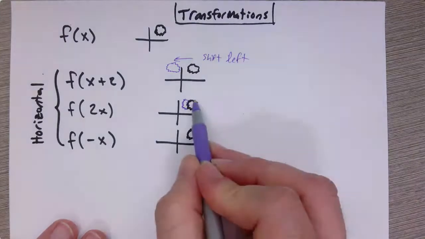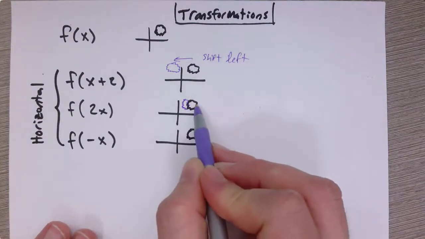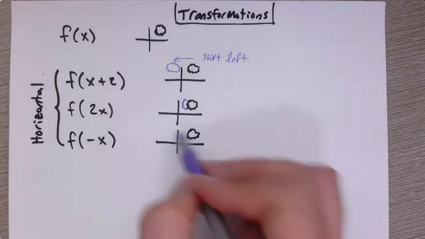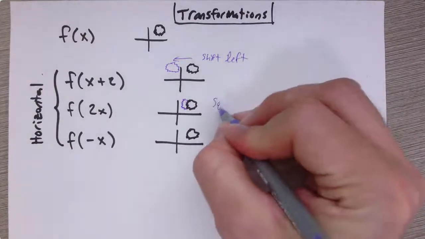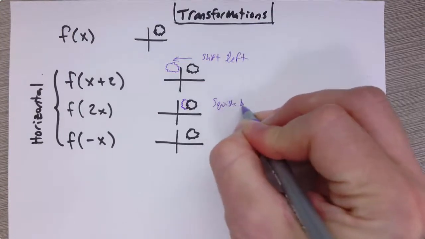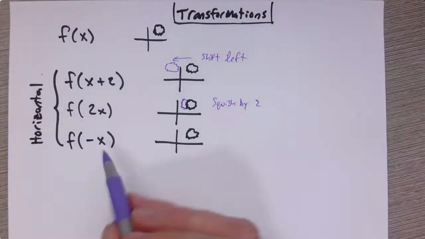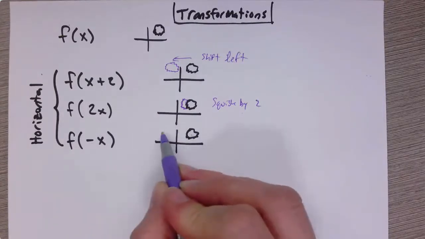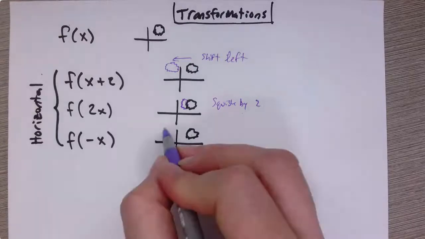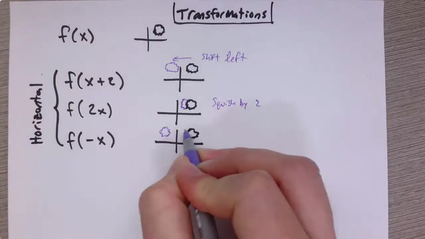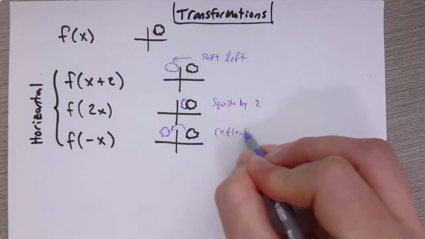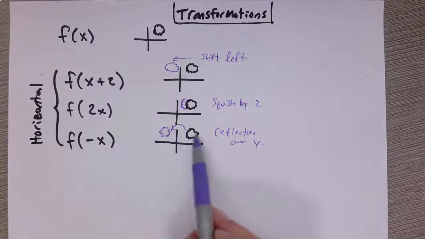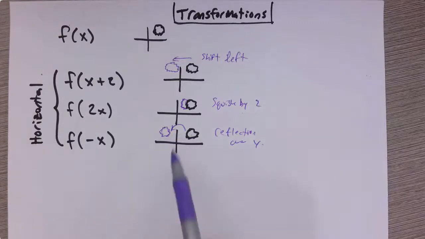So imagine taking all the x values and dividing them by 2. So your shape is going to squish and also get closer to the y-axis there. So this is a squish by 2. And here I'm taking all the x values and taking their opposite. So whatever the x values are, they are reflecting across the y-axis. So this is a reflection over y. But it's a horizontal reflection because the movement is horizontal.